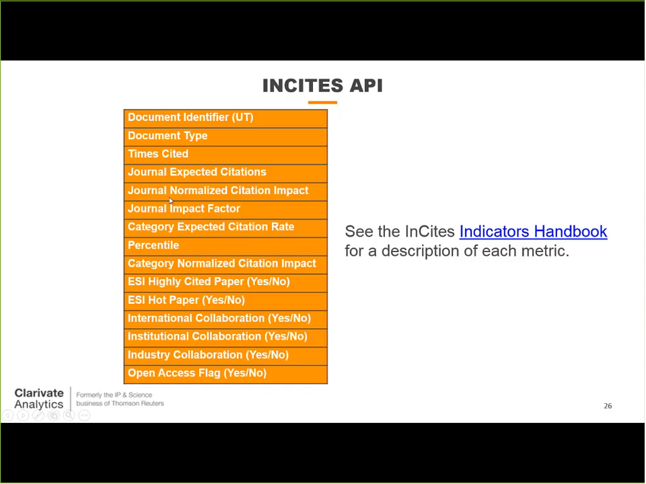We also provide the impact factor, the journal impact factor, the percentile, and information on whether it is a highly cited paper or a hot paper, yes or no, an institutional collaboration or international collaboration, industry collaboration, and whether it is open access or not. If we want more information on any of these indicators provided by Insights, feel free to come to our indicators handbook. It's also available from Insights itself, and it will have a detailed explanation on all the metrics.